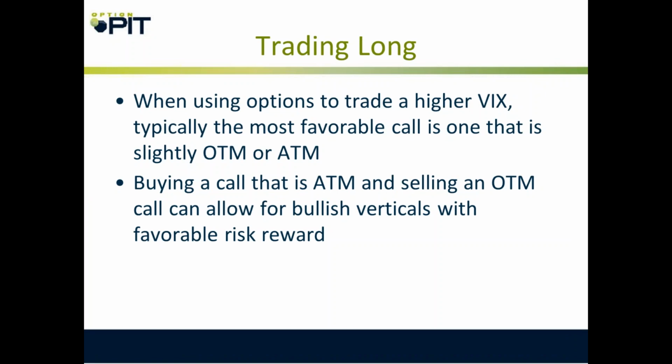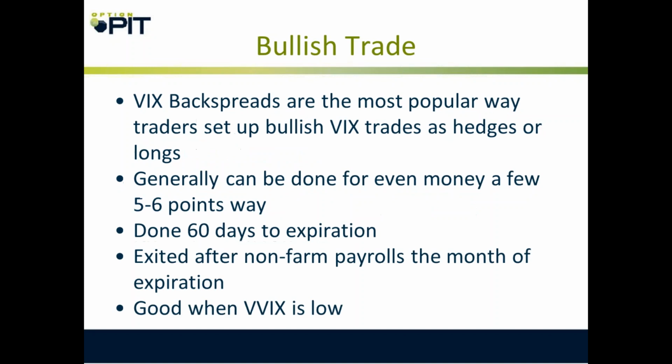All right, so trading from the long side. When using options to trade a higher VIX, typically the most favorable call is one that is slightly out of the money or at the money. And then buying that call that is at the money, and selling it out of the money. If you're just doing a straight vertical, you want to be long a call spread. Long call spreads are way better than trying to do a put credit spread. All right. But now let's talk about my bullish trade that is kind of a professional trade.